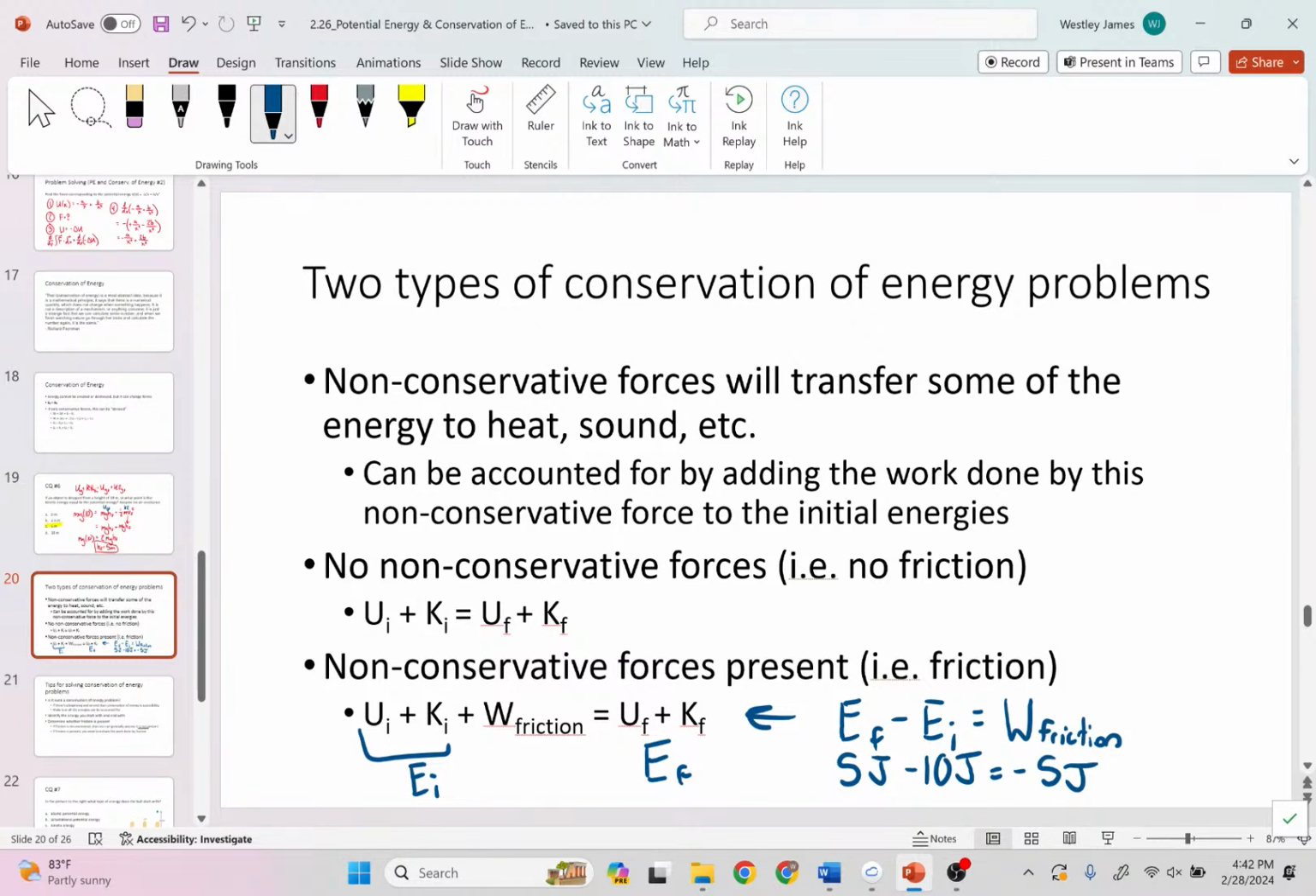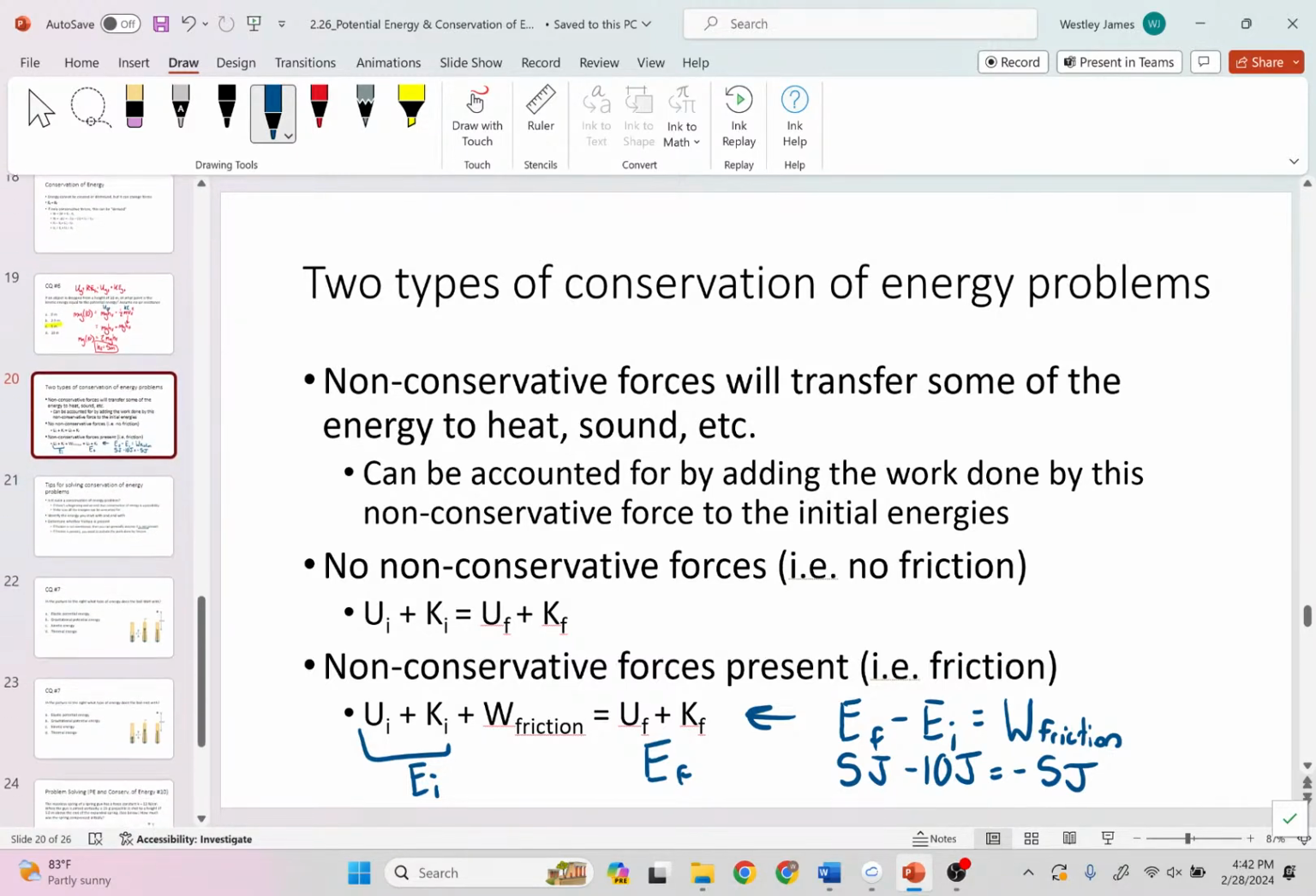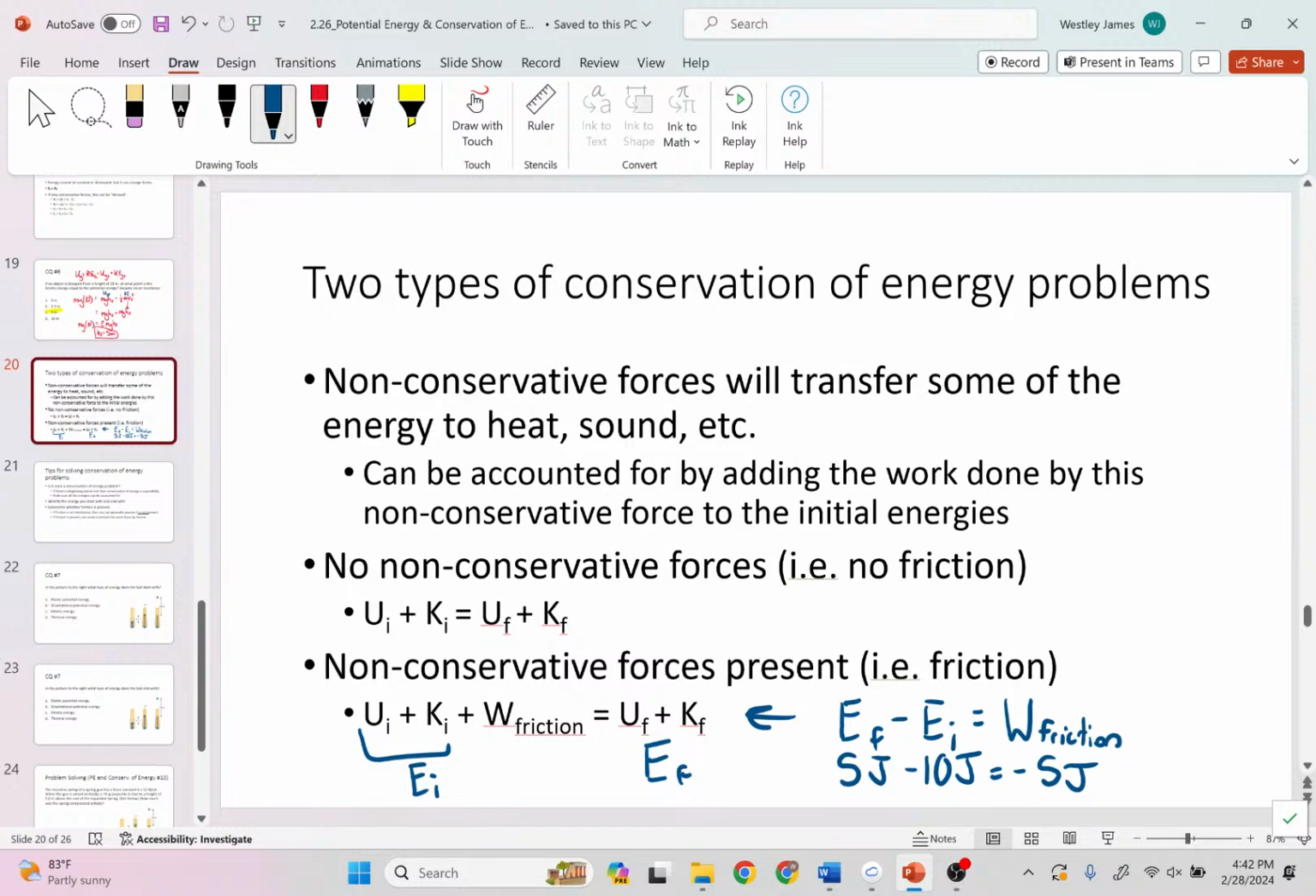This is what I told you all last Friday. This is another way to solve those kinds of problems where I ask, how much work did friction do? You can just find the final energy, kinetic and potential, and subtract the initial energy, kinetic and potential. Whatever's missing, where did it go? Friction. Done. So let's do some problems. We'll start off with ones without friction, and then we'll do ones with friction.